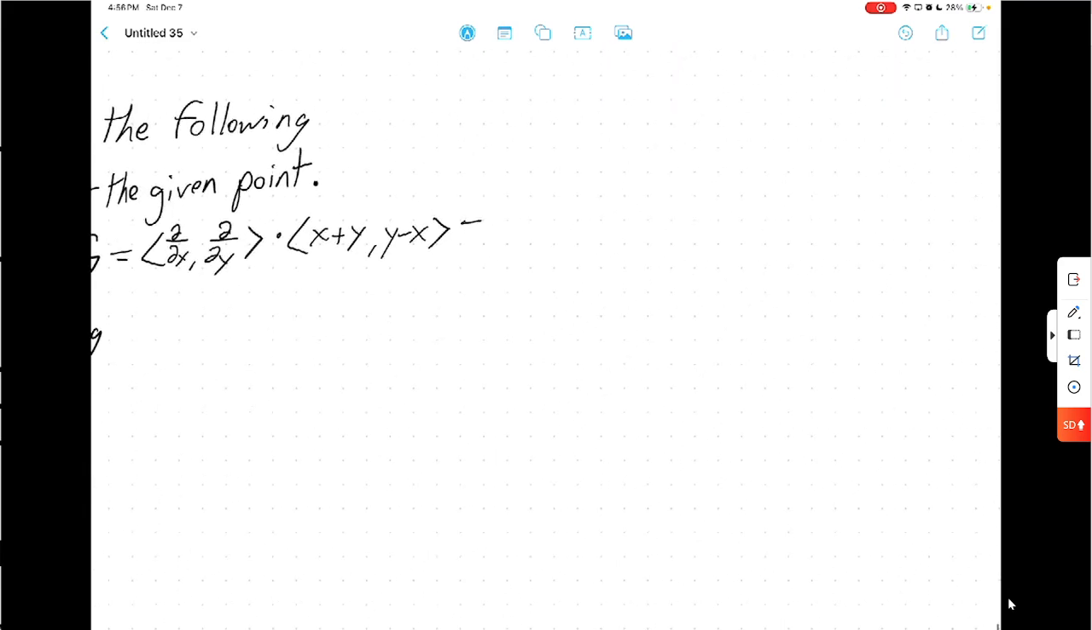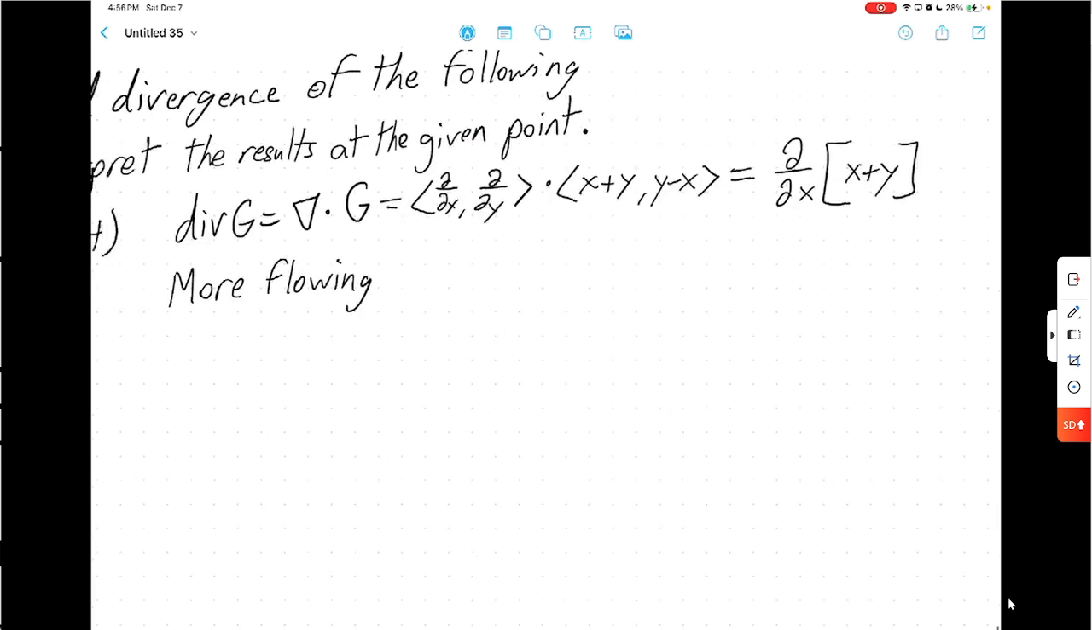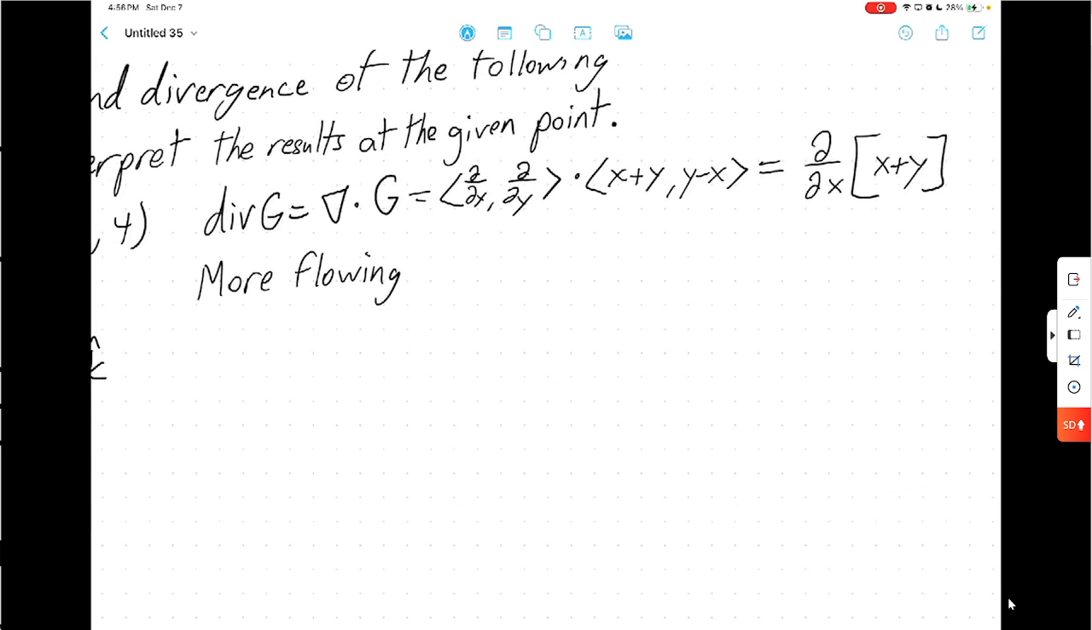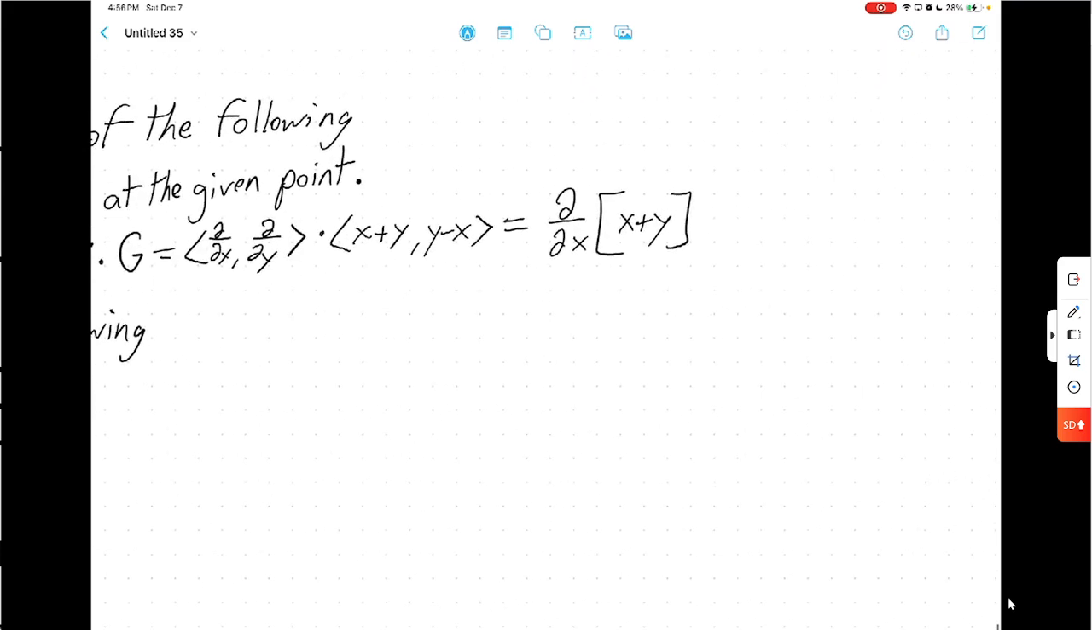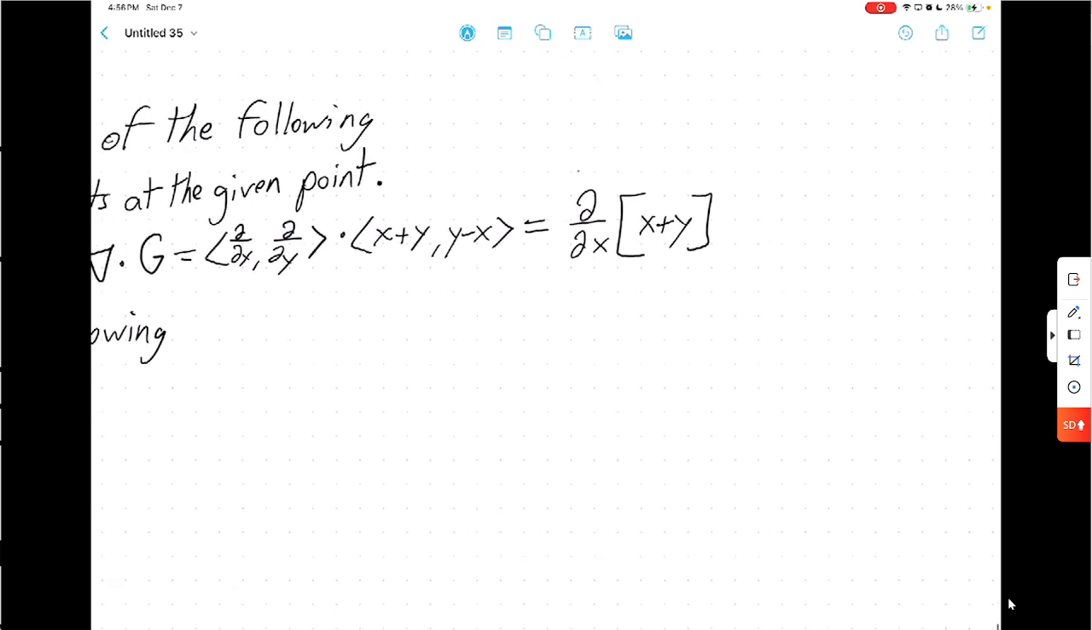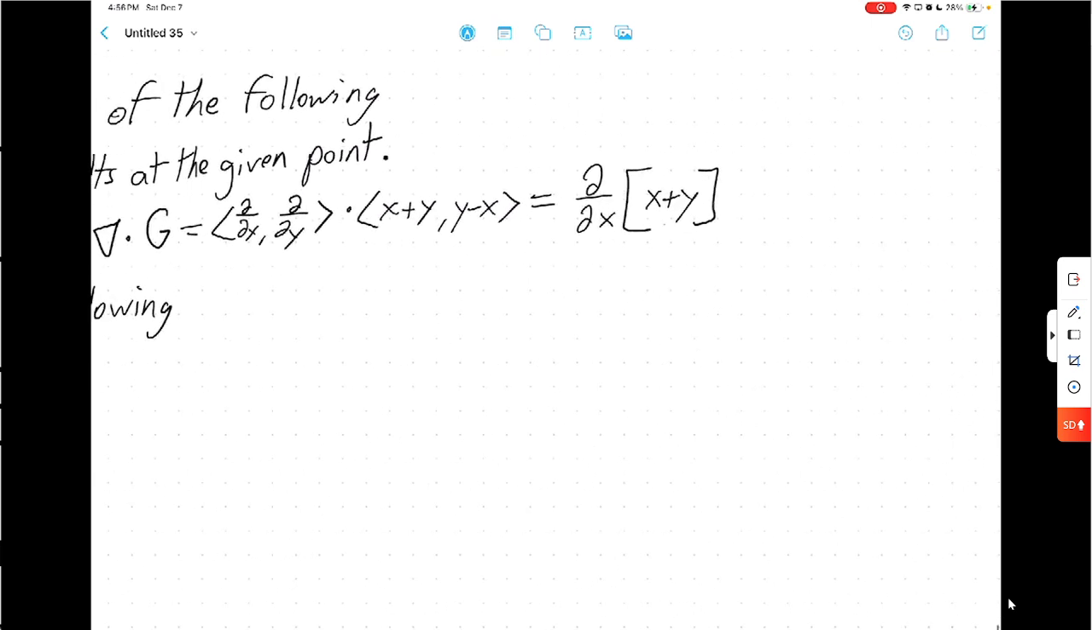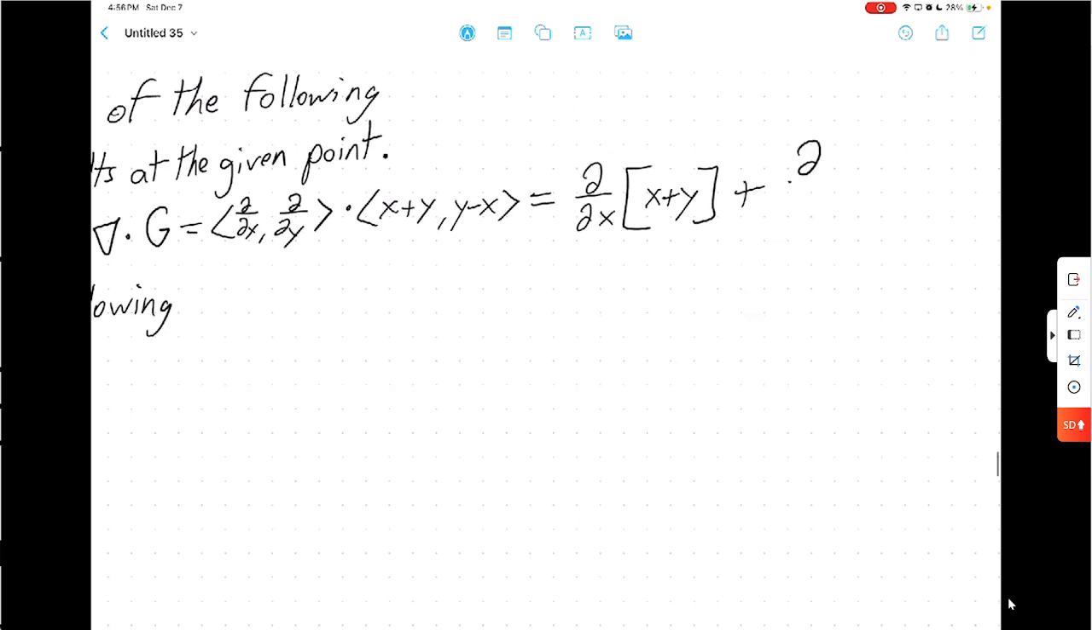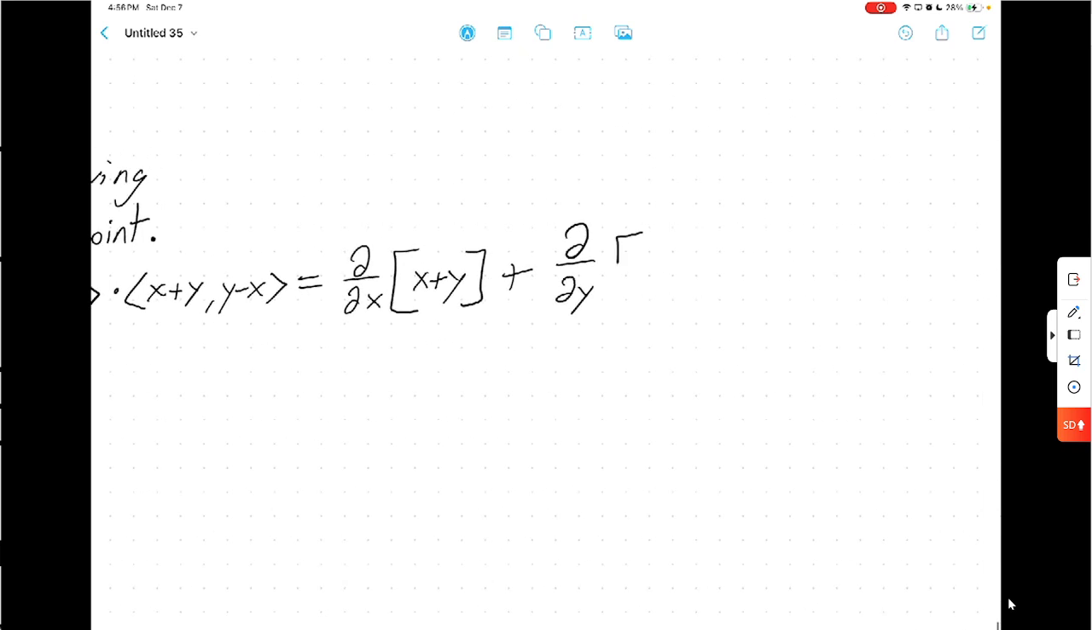Yeah, but the partial with respect to x would be one and the same for partial of y. If you dot that with x plus y and y minus x, wouldn't it be x plus y plus y minus x? The thing is, the partial is going first and then we're adding it. So you start with the partial of x plus y, and then partial of y minus x.